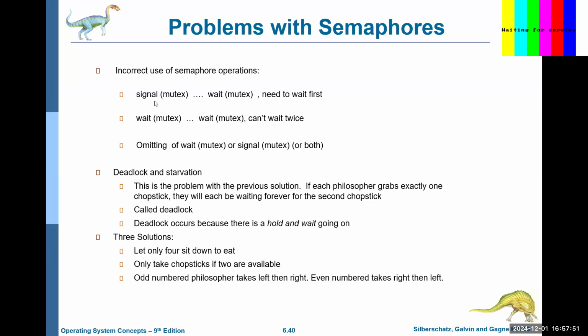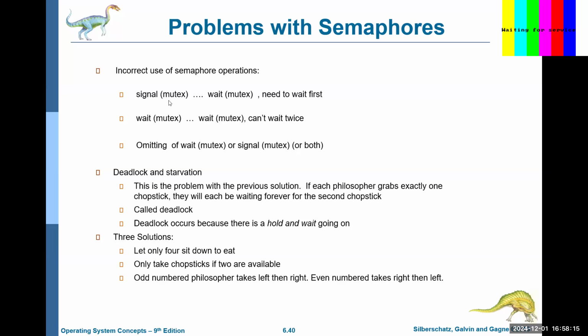Is it incorrect use of semaphores? We signal the mutex. I don't know why I put this here. The book just put this here. First, we're just saying that theoretically, if you signal before you wait, then that's kind of stupid. You're supposed to wait and then signal. And if you wait and then wait again, that's also kind of stupid. You can't wait for the same thing twice. So once you've gotten it, you can't try to get it again.